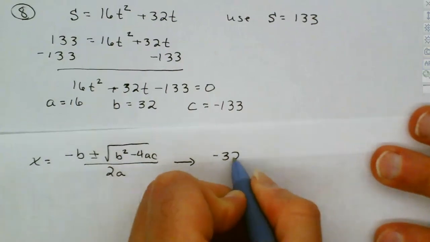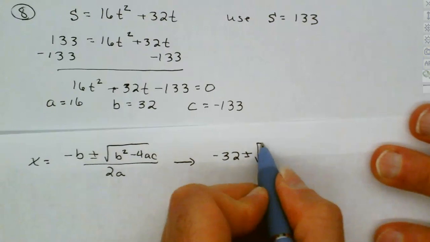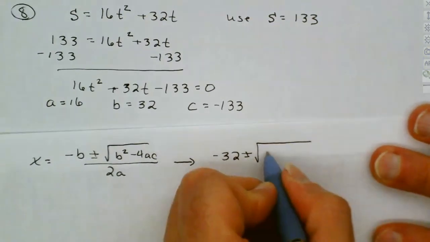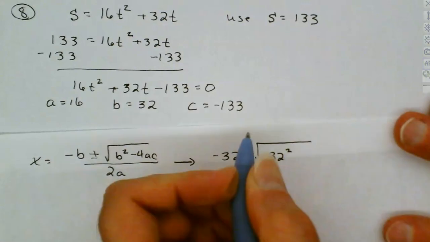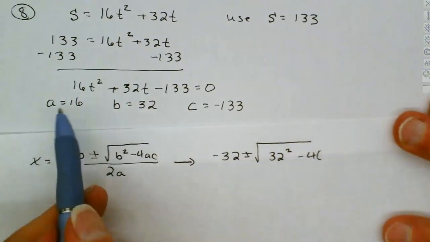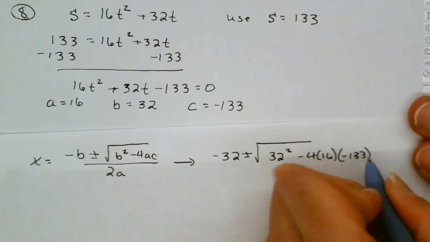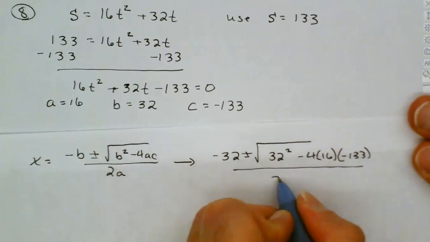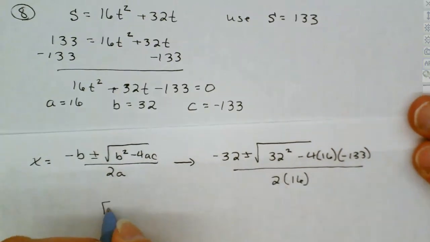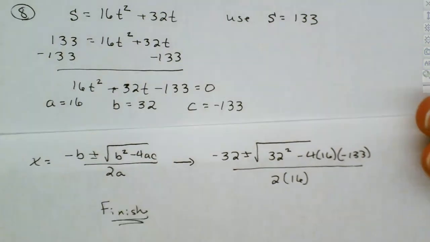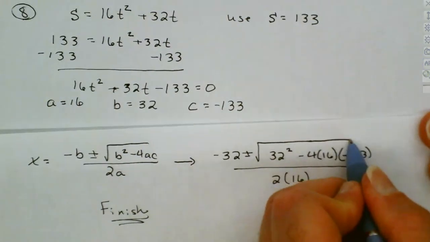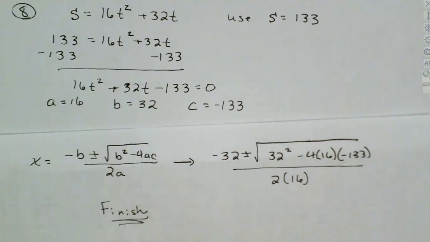So that gives me minus 32 plus or minus square root now of 32 squared minus 4 times 16 times minus 133 all over 2 times 16. I think you can finish it from there. So you should know what to do. We covered these way back in 1-4. So you've got it set up for the quadratic formula. I did about half of the work for you.